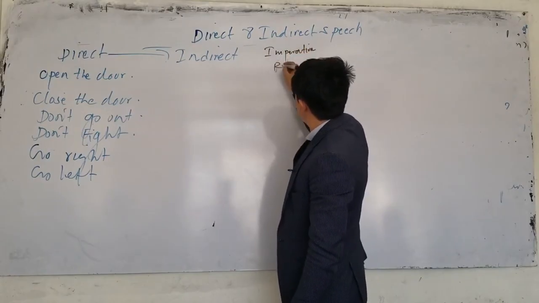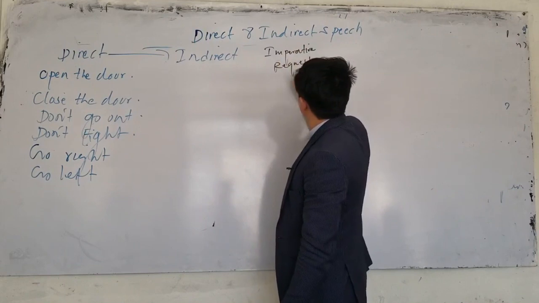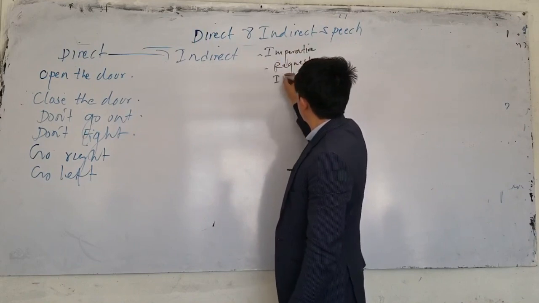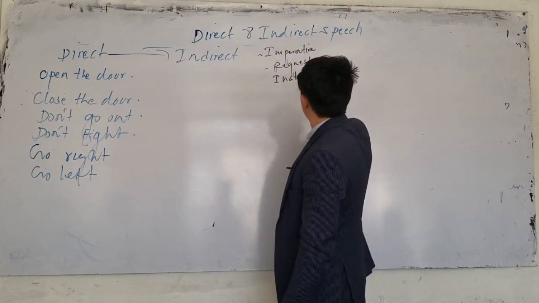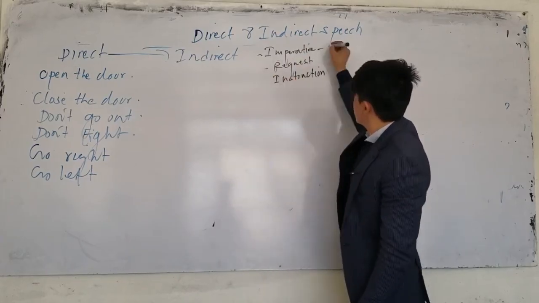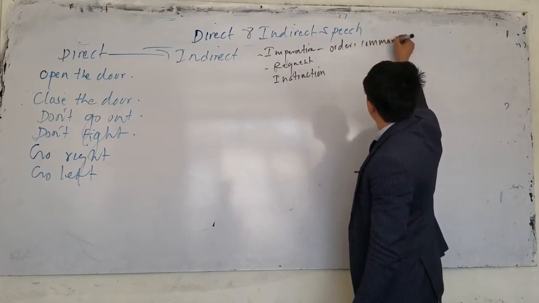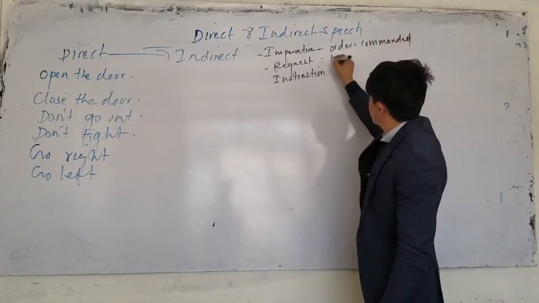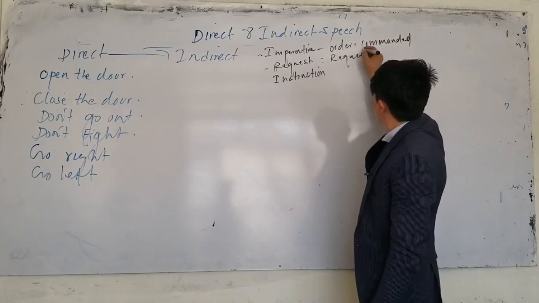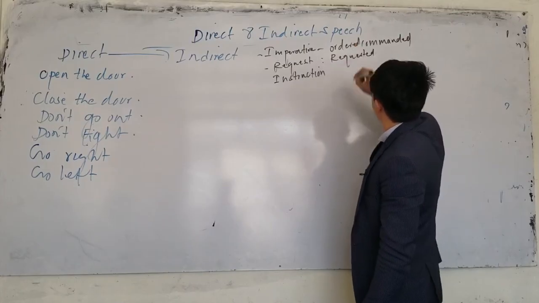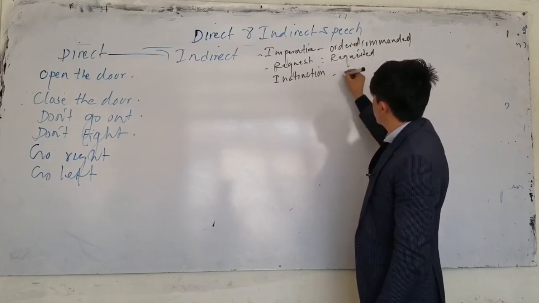Now, in imperative sentences, sometimes we have request. We also have instructions. For imperative sentences, mostly we use the verb, what? Ordered. Or what do we say? Or we can say commanded. For request, we always say requested. Here we say requested, ordered. And for instruction, we can say instructed.